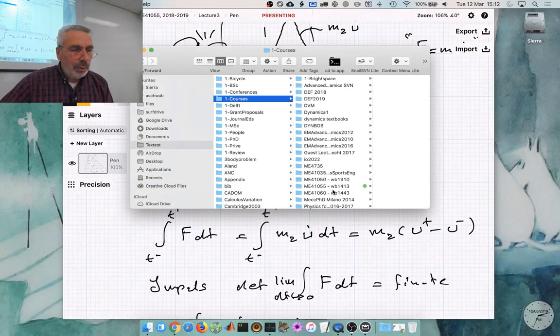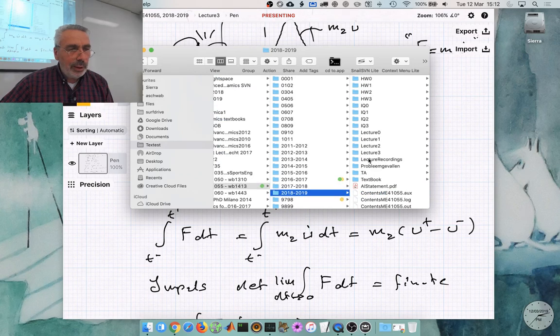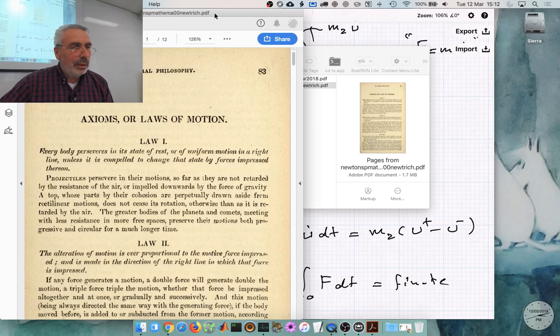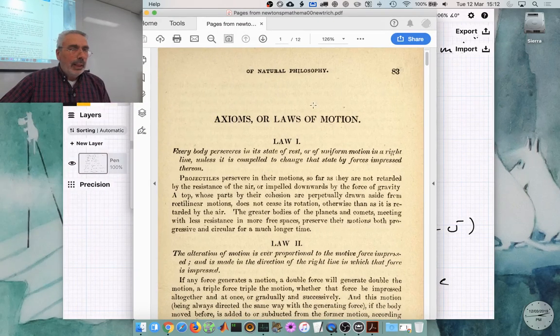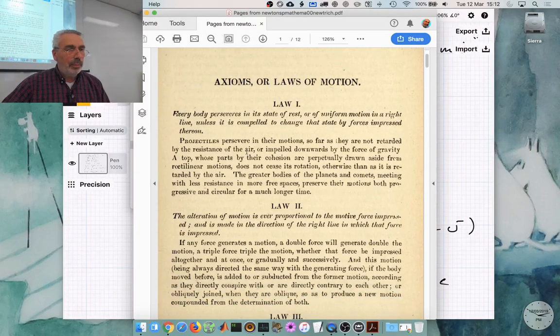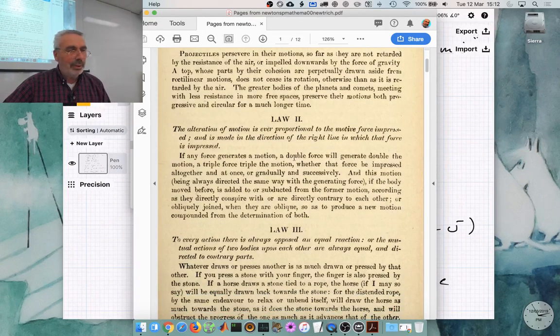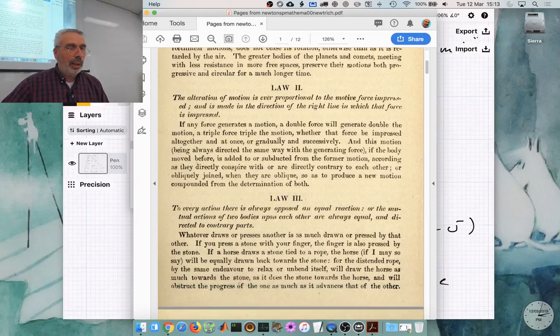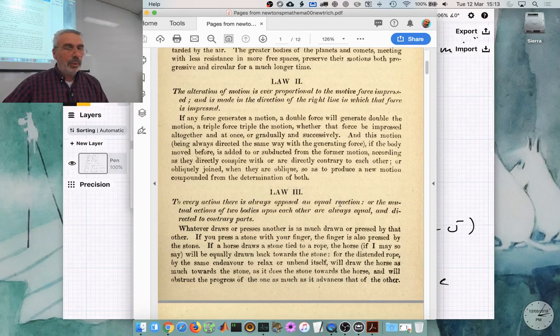Now, what course are we doing? This course we have this year. This is the third lecture. And I have some pages from Newton here. He has axioms or laws. If you don't apply a force, then nothing happens. And if you apply a force, then the change in the motion is proportional to the force you apply. And the last one, to every action, there's always an opposed equal reaction. These Fs are identical but opposite in sign.